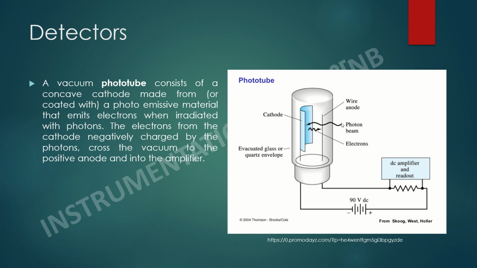So it will depend upon the photon beam reaching, the intensity of the radiation. If there is an absorbing analyte at, say for example, 280 nanometer, the photon beam at this particular wavelength will be less, so fewer electrons will be generated and the signal will be amplified by the amplifier.